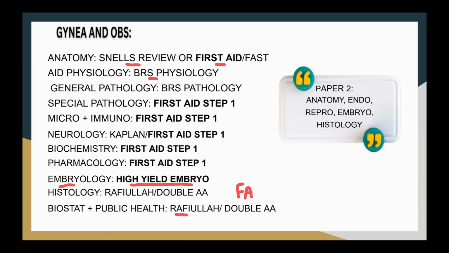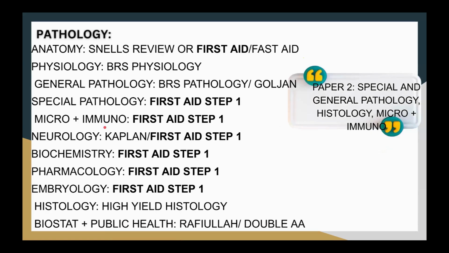So in paper 2, we're going to be tested more on the anatomy and the systems like endocrinology, respiratory, embryology, and histology. For pathology, the difference is going to be in the histology section, which needs to be done from the high yield histology, while the rest of the scheme is going to be almost the same.